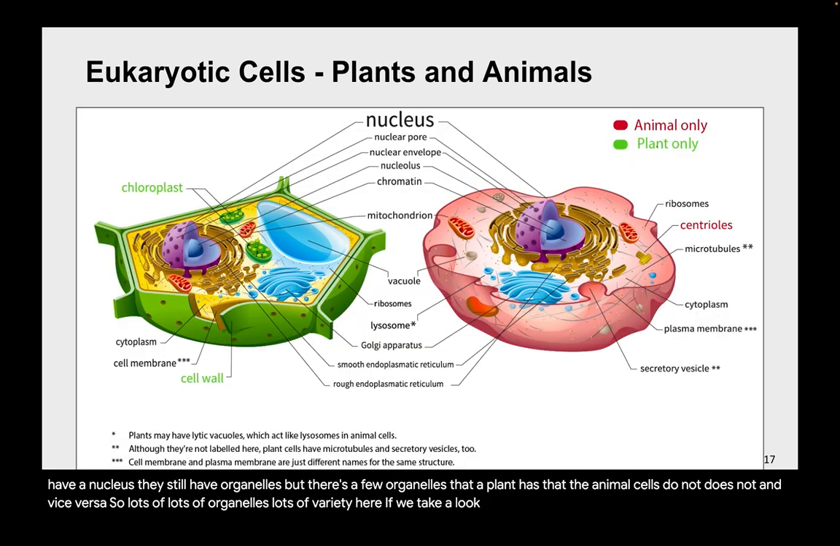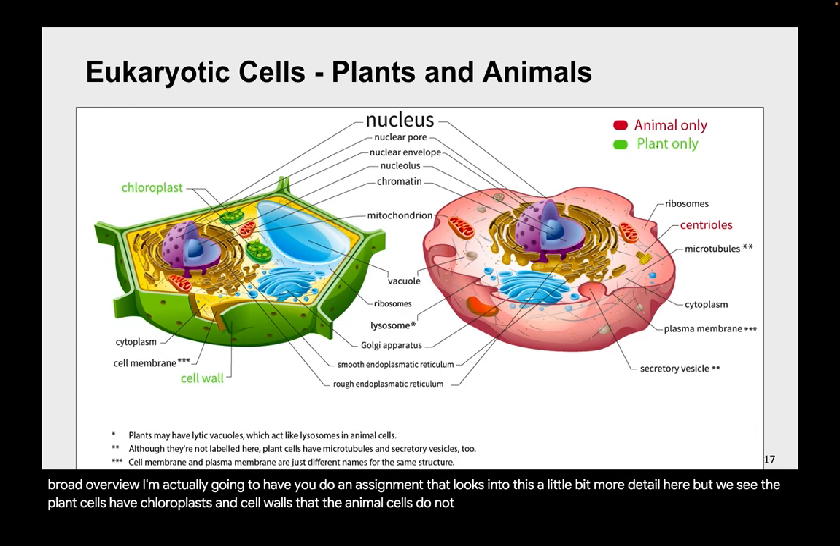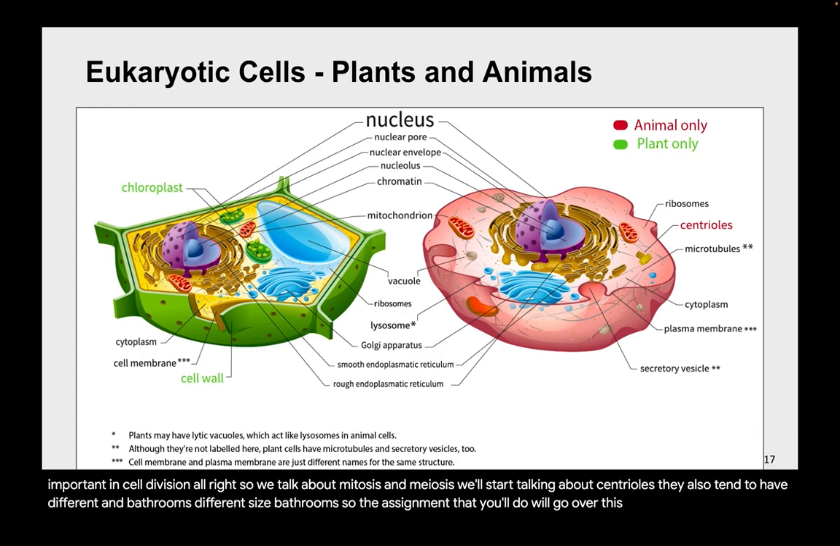If we take a look at how plant cells and animal cells differ, this is a very broad overview. I'm actually going to have you do an assignment that looks into this with a little bit more detail. But we see the plant cells have chloroplasts and cell walls that the animal cells do not. Likewise, the animal cells have centrioles, which are important in cell division. So when we talk about mitosis and meiosis, we'll start talking about centrioles. They also tend to have different vacuoles, different sized vacuoles. So the assignment that you'll do will go over this in more detail.